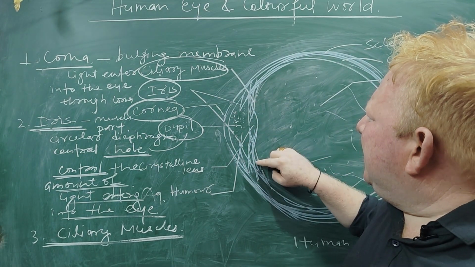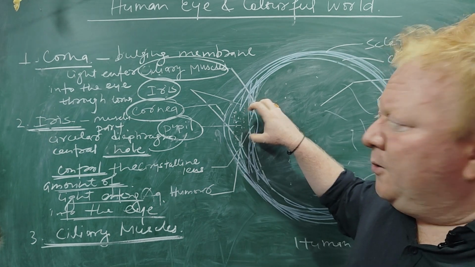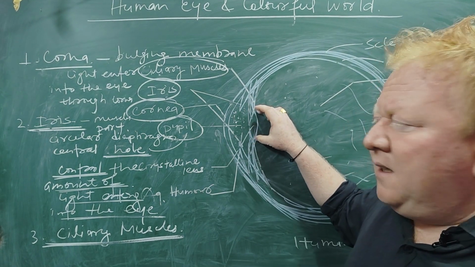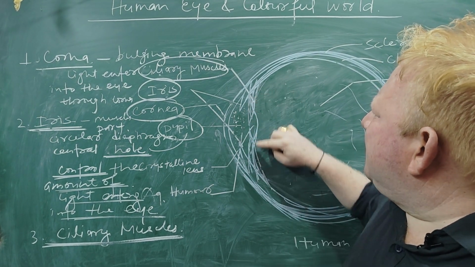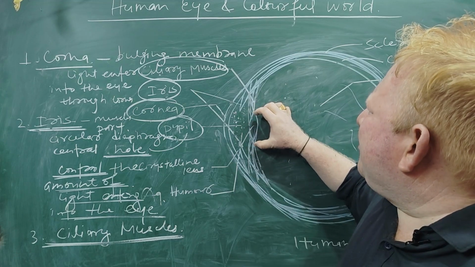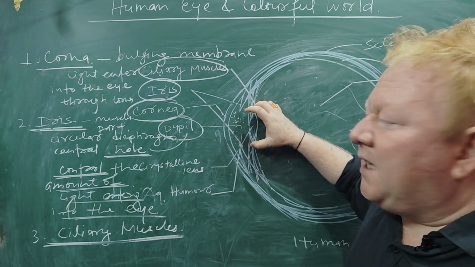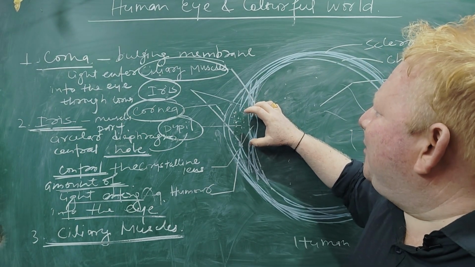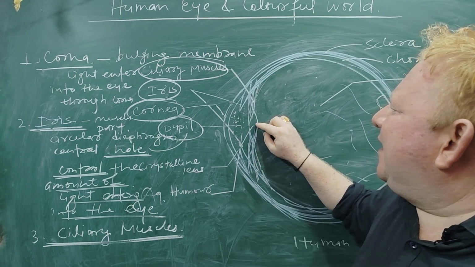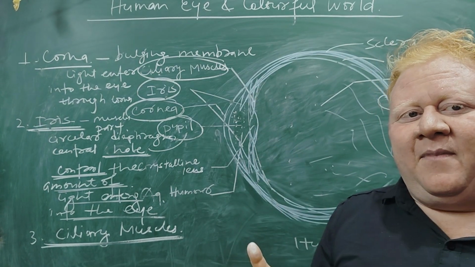So this ciliary muscle is holding the lens in place. The job of the ciliary muscle is to hold it, that is, this ciliary muscle gives this lens a position, right?